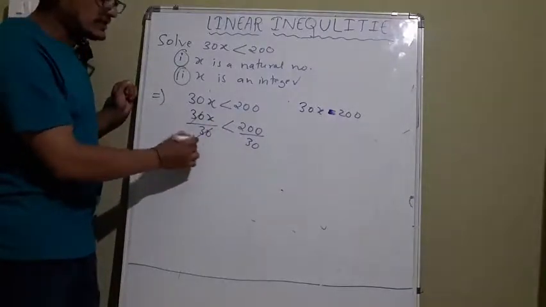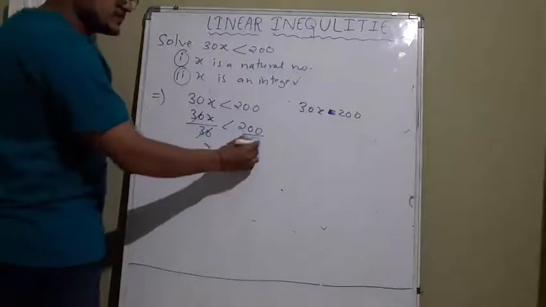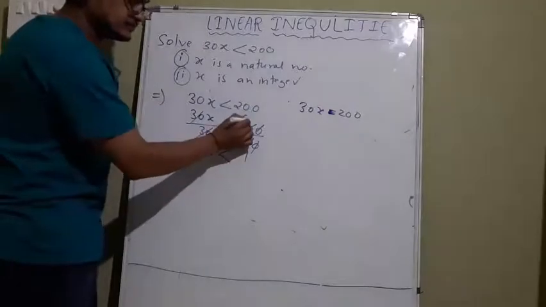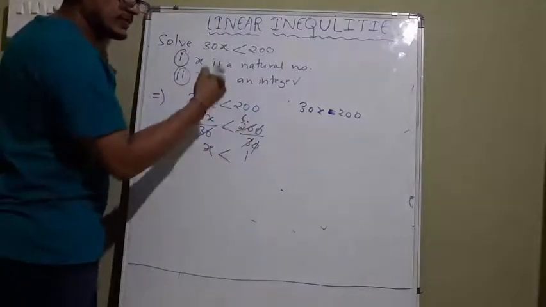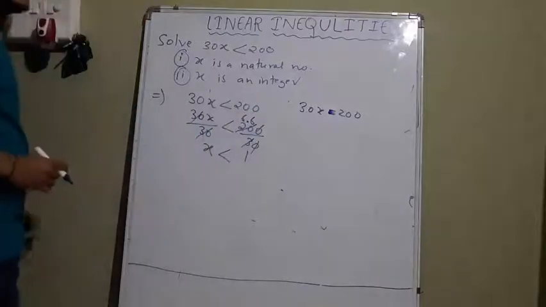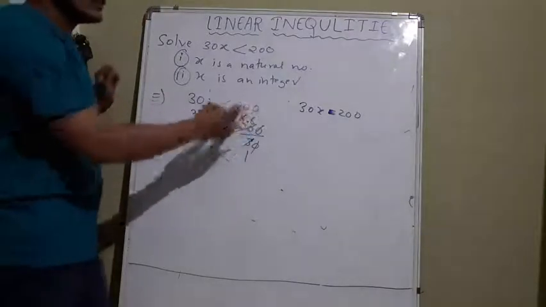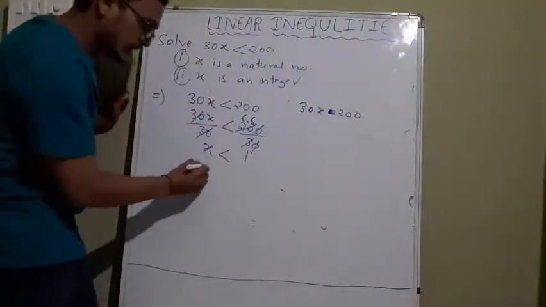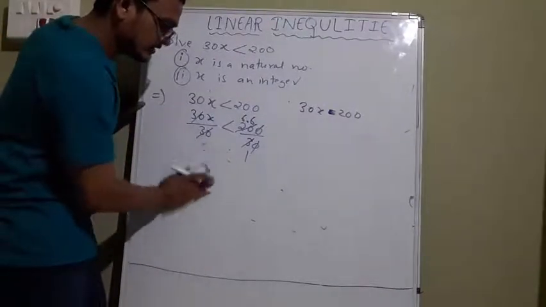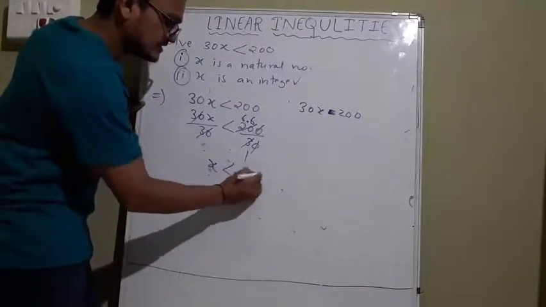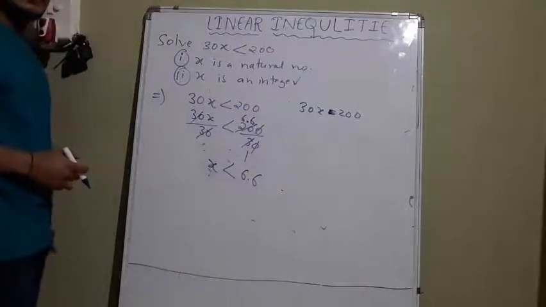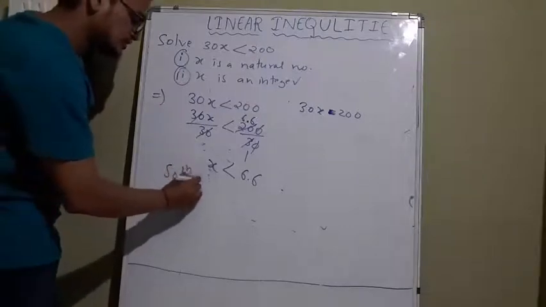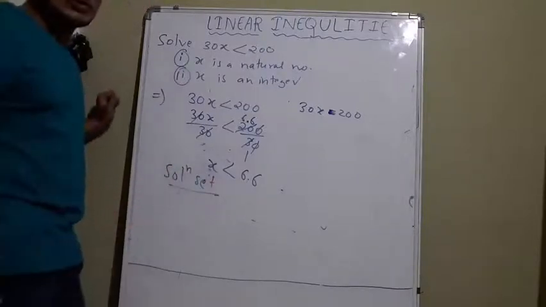So 30 and 30 get cancelled, leaving x less than 200 by 30. Zero and zero get cancelled, 3 ones are 3, 3 sixes are 18, 2 is left, point, it becomes 20, again 3 sixes are 18. So you will get repeated numbers, that is 6.666 and so on. Therefore the answer is x is less than 6.6. Now you have to write the solution set.